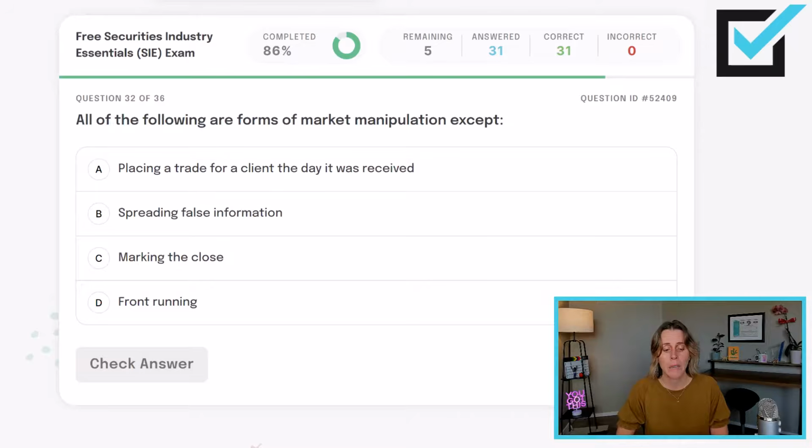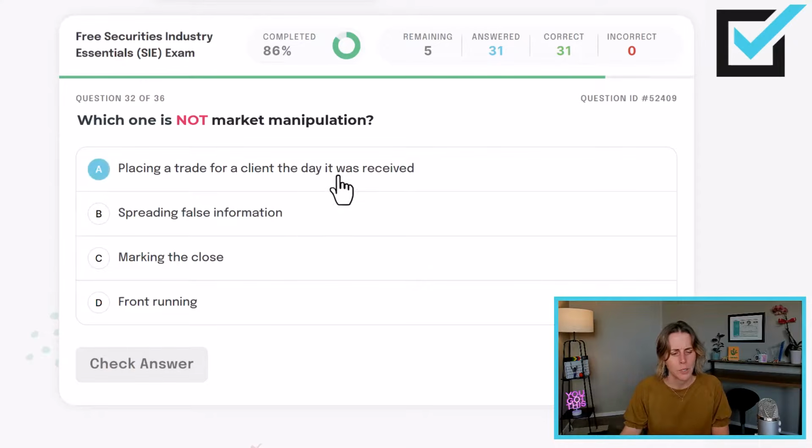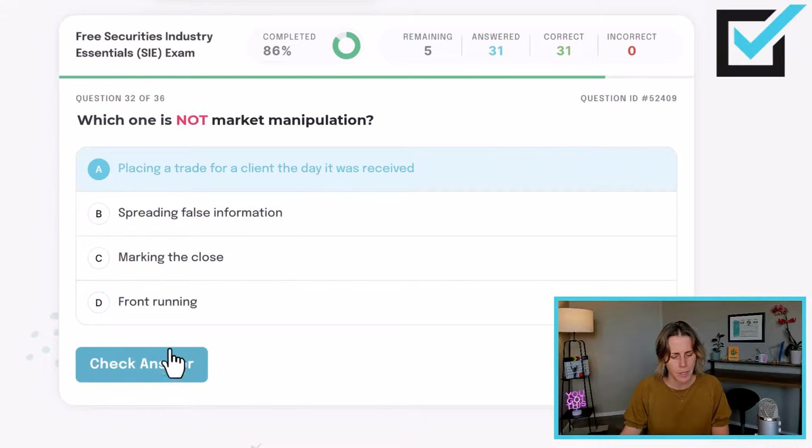All of the following are forms of market manipulation except, so which one is not market manipulation? Placing a trade for the client the day it was received, seems like a good thing to do. Spreading false information, marking the close, front running. Those last three seem all bad. So placing a trade for a client the day it was received, not market manipulation.